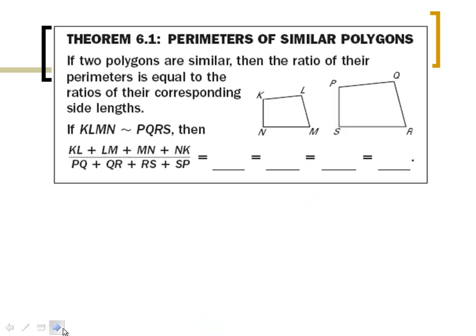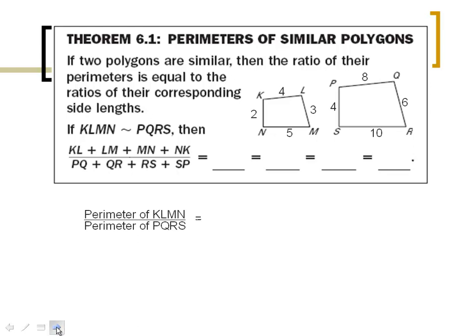So theorem 6.1, perimeters of similar polygons. So if 2 polygons are similar, then the ratio of their perimeters is equal to the ratios of their corresponding side lengths. So just like we can find a scale factor from the side lengths, the perimeter also, if we were to add all the side lengths for both of them and then make a proportion of our perimeters, it would equal that same scale factor. And I just want to show you that, so we put some numbers here.